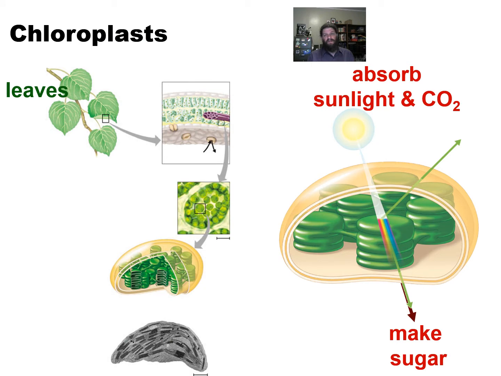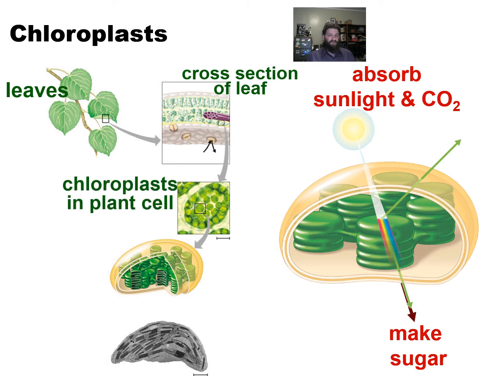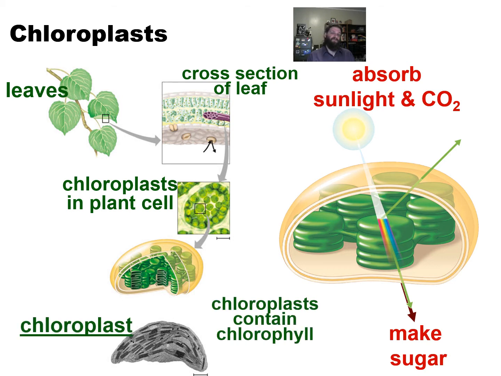Those are the leaves. If we really want to get into where photosynthesis is actually taking place, we're going to have to get into the individual cells themselves and get right down into the chloroplasts. It's within the chloroplast that we're going to find those photosynthetic pigments, chlorophyll and others. It's those pigments that are going to allow the chloroplast to absorb the sun's light and use that energy to fix carbon dioxide into sugars.